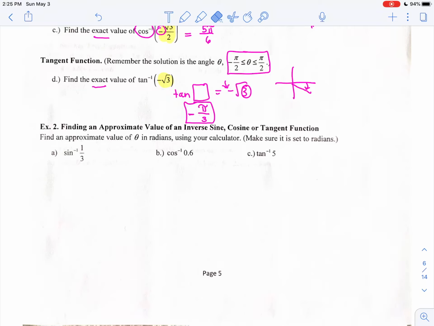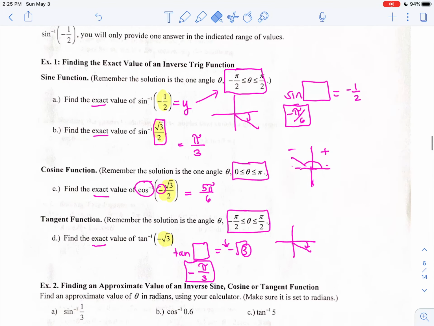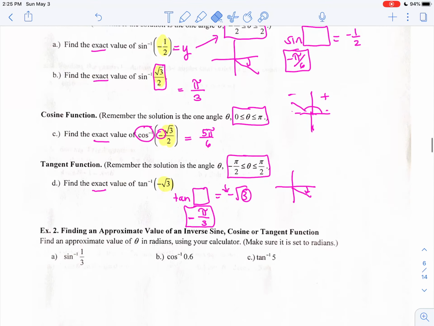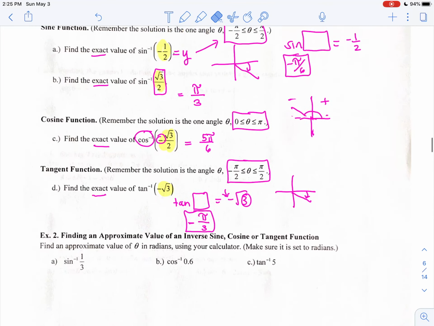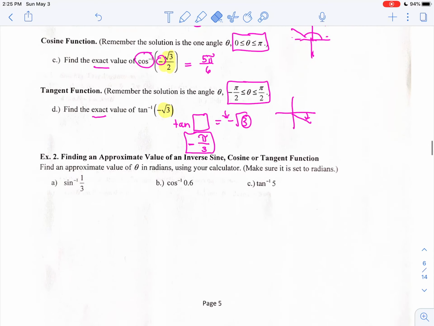So the question becomes, what happens if we're asked to find the inverse trig values of angle measures that are not found on the unit circle? For example, in the previous problems, we were able to answer questions where in the yellow you see the negative 1/2 as the input, the radical 3/2, the negative radical 3/2, and negative radical 3 are values that you find on the unit circle. So you're able to match it up with an angle measure as the solution, the pi/3, the 5 pi/6, and the negative pi/3.